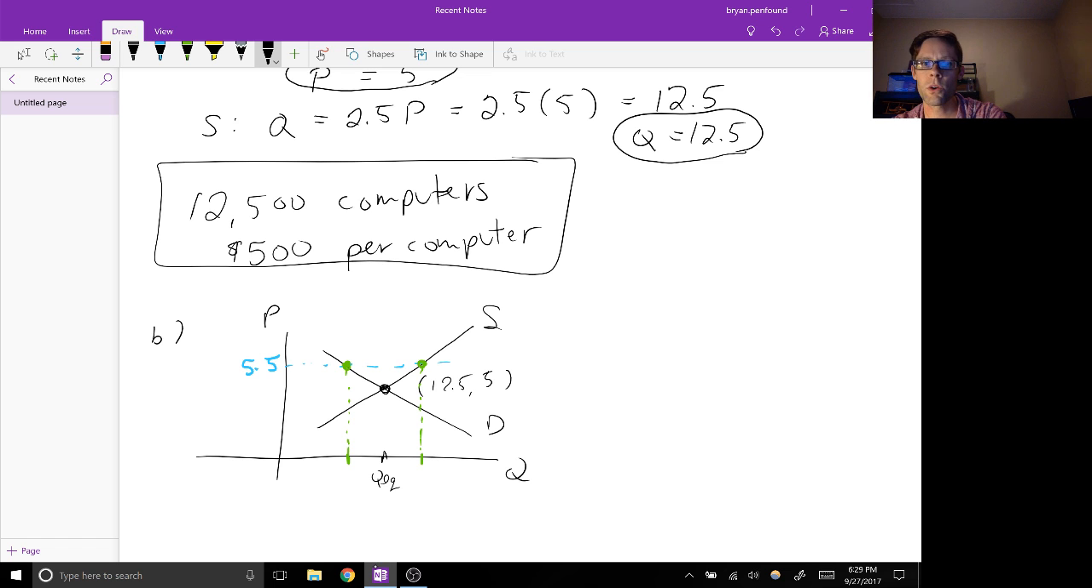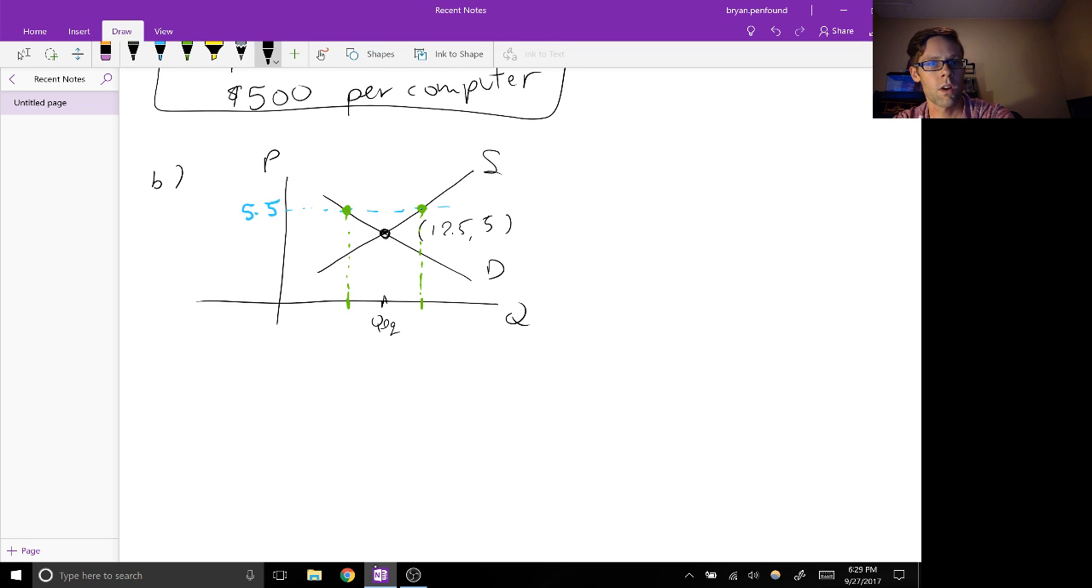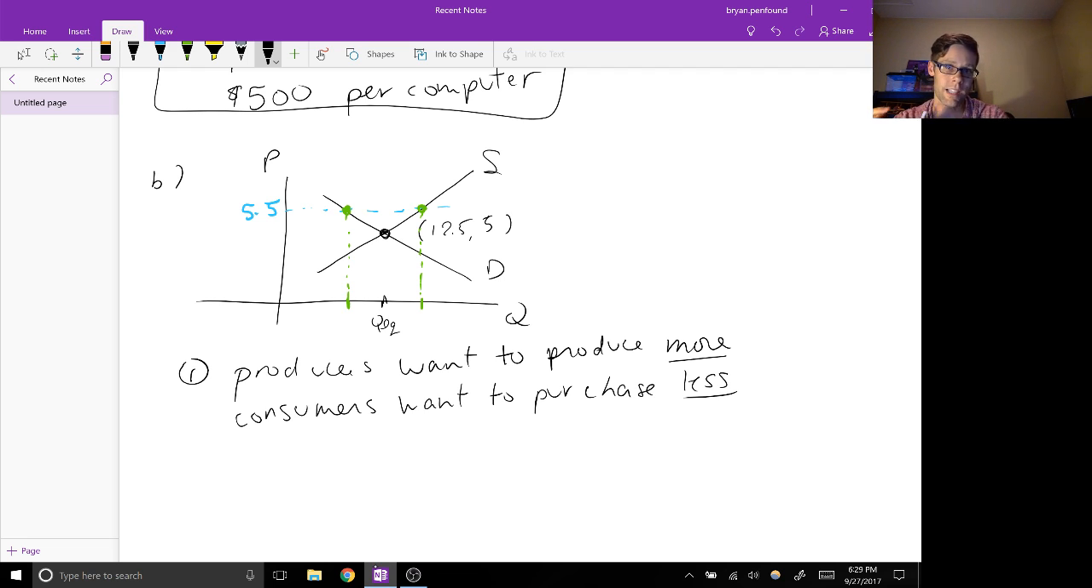So I think either one of those is going to be a nice summary statement here. One of two things could happen. Our producers definitely want to produce more, but our consumers want to consume less. This means what we're going to see is an excess of computers in our economy, or a surplus according to the wording of this question.